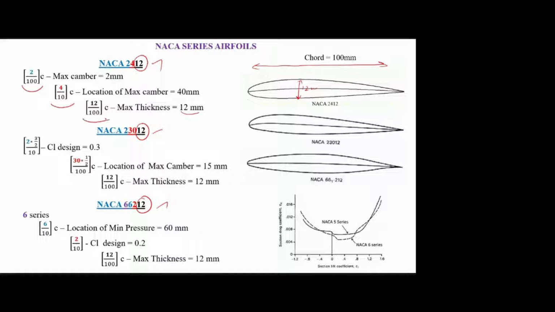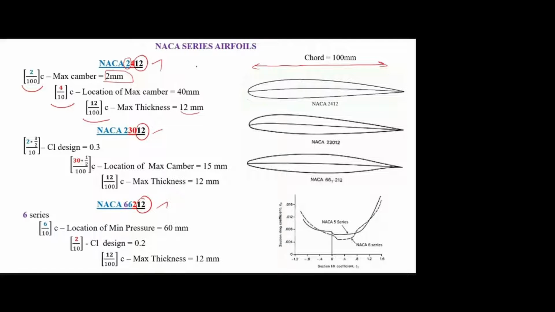You have to memorize this multiplication for the exam. In 4 marks or 3 marks questions, they may ask what is the nomenclature of NACA 4 series airfoil. You have to write: first digit divided by 100 into C gives the maximum camber. You have to memorize this because this is the definition. So the last digits are the maximum thickness, and in the 4 series the first digit gives the first term divided by 100 into C. So here we are getting 2 mm.